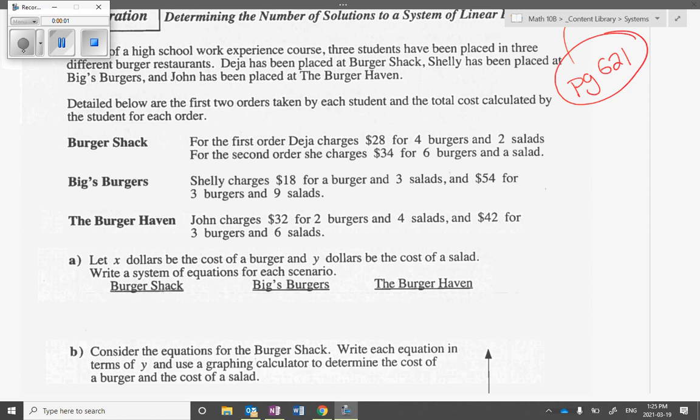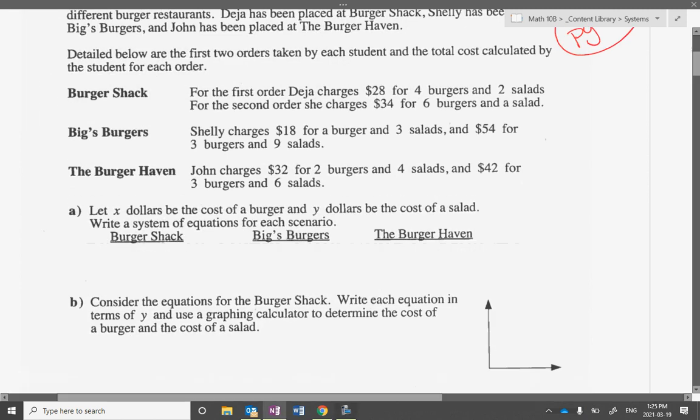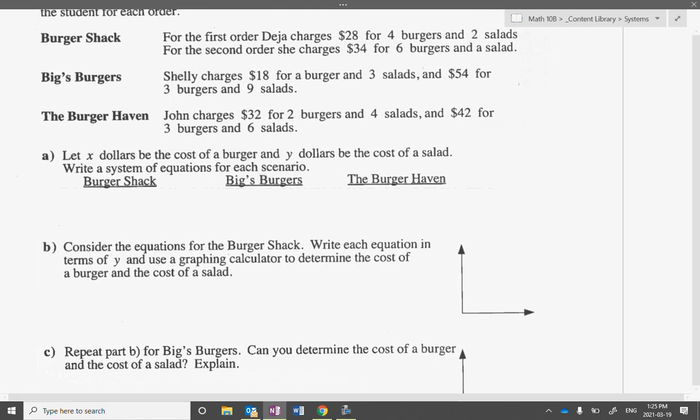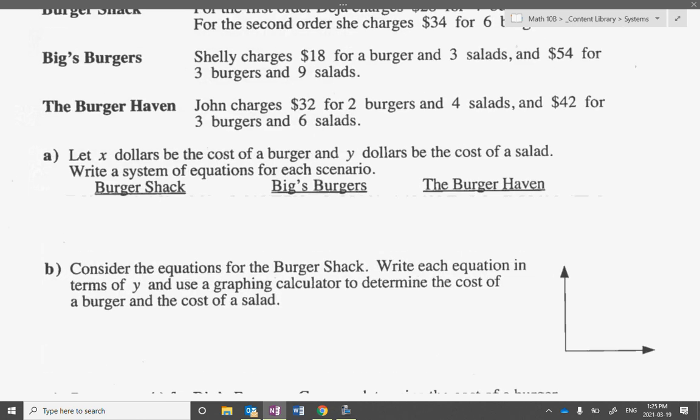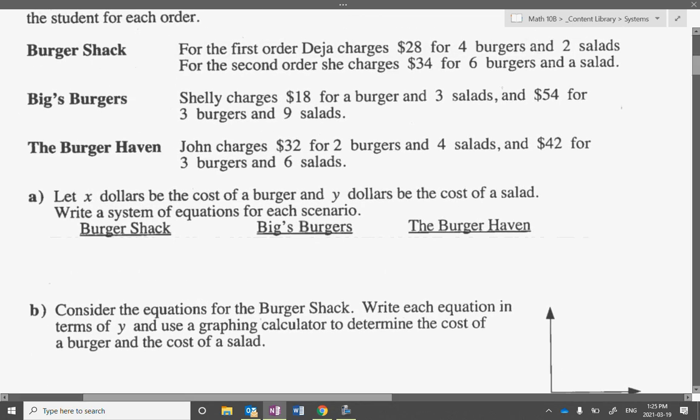This week we're talking about our new unit, systems. So today we're going to talk about a little bit of systems and the various types of answers for systems. We're not going to do this whole first question, but let's just practice writing equations from a word description.